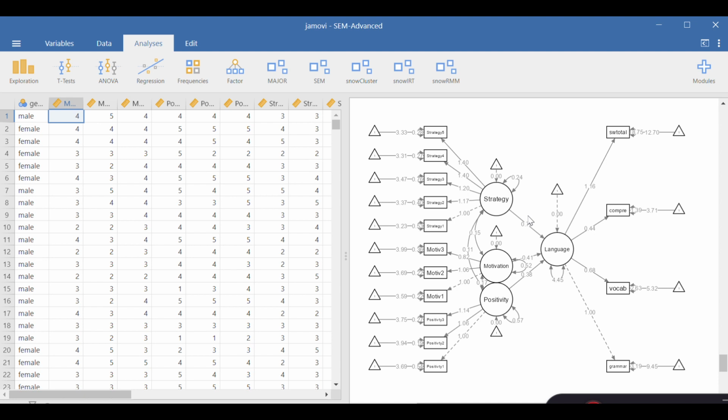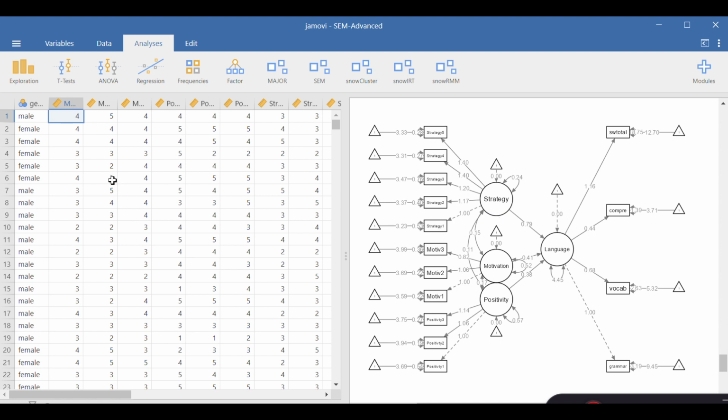Based on my theory, I'm assuming that the language latent variable will be predicted by strategy, motivation, and positivity. Now, this is based on the theoretical framework that we are working on. Positivity has got three variables, positivity 1, 2, 3. And motivation has three variables, meaning that it's being measured by three indicators. Motivation 1, 2, 3. And strategy has got five variables.